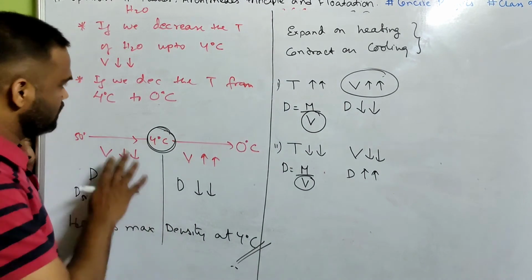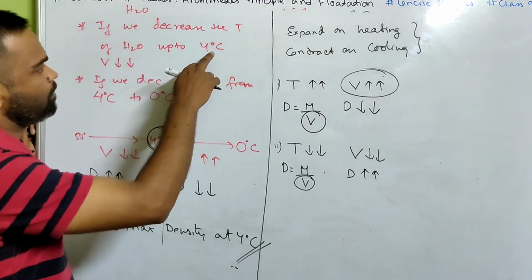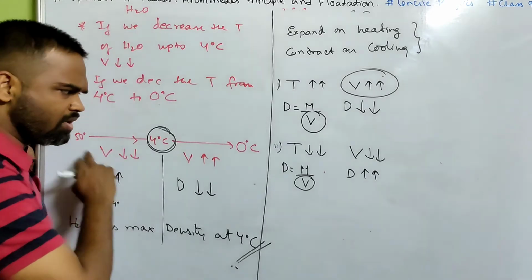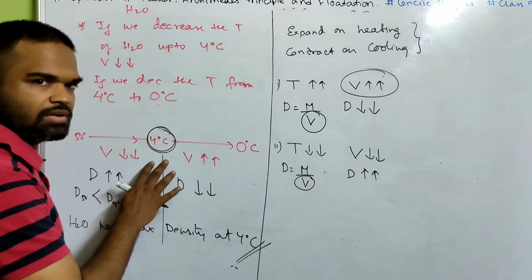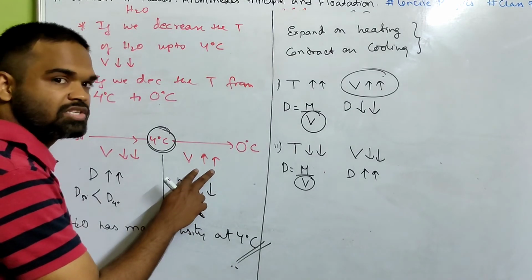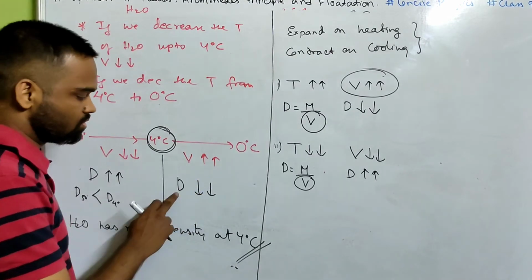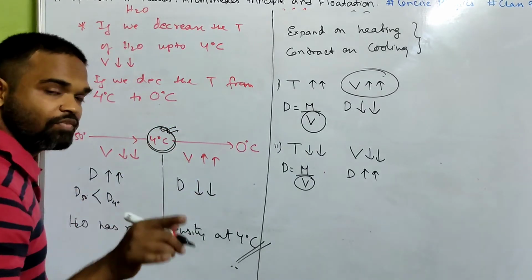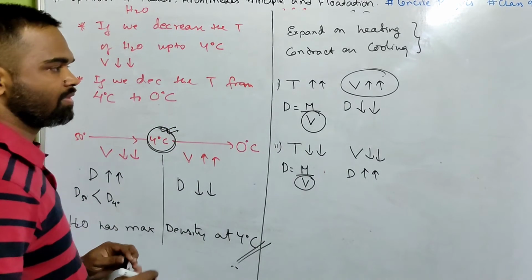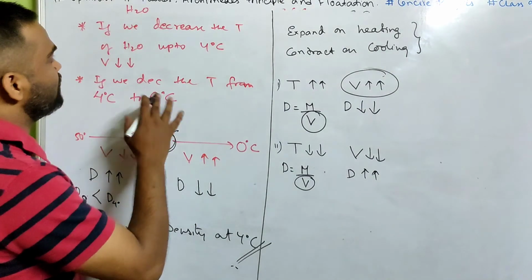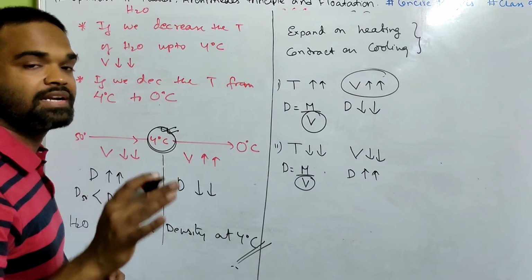Am I clear? Just be careful. Up till 4 degrees centigrade, the volume decreases, but the density keeps on increasing. And then after 4 degree, if you decrease the temperature, the volume increases, anomalous expansion. So the density decreases, which means the maximum density will be at 4 degree centigrade. So this was about density and the effect of temperature on density of a body.